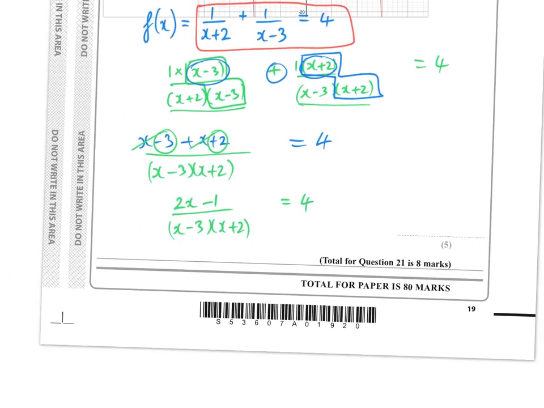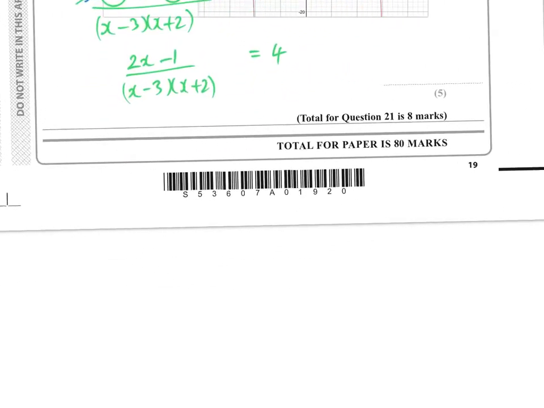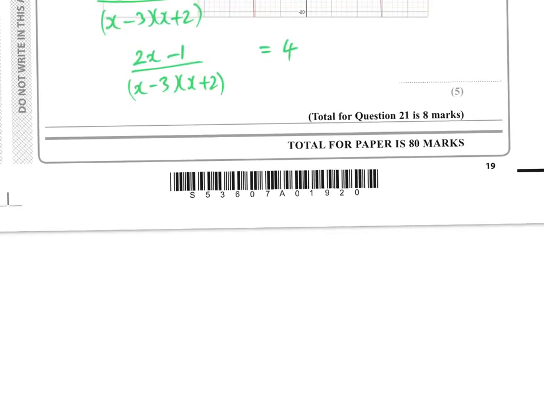What I'm going to do now, I'm going to create a lot more space for us to have a look at. I'm going to times both sides by the denominator, so I'll end up with 2x minus 1 is equal to 4 lots of x minus 3 times x plus 2. You could have expanded that at any point. I'm just going to do it now.